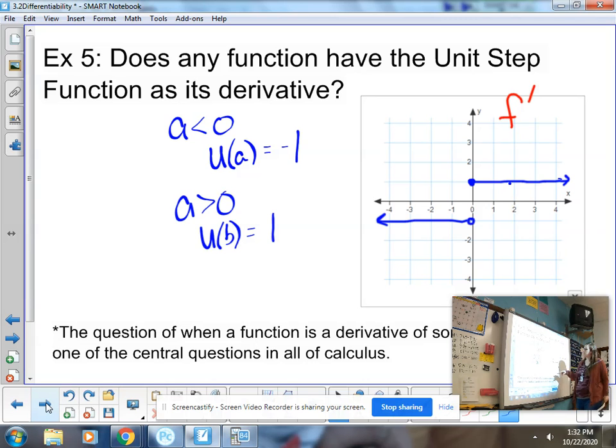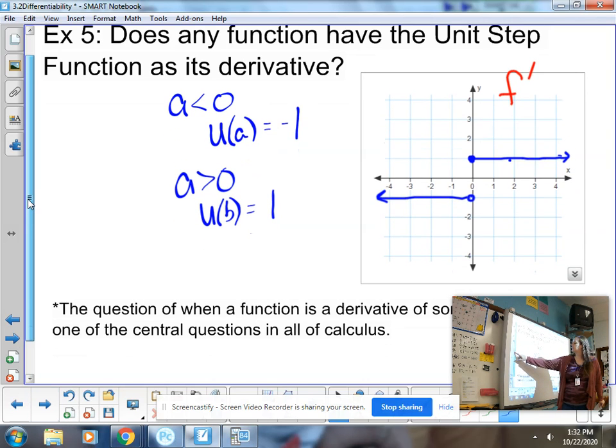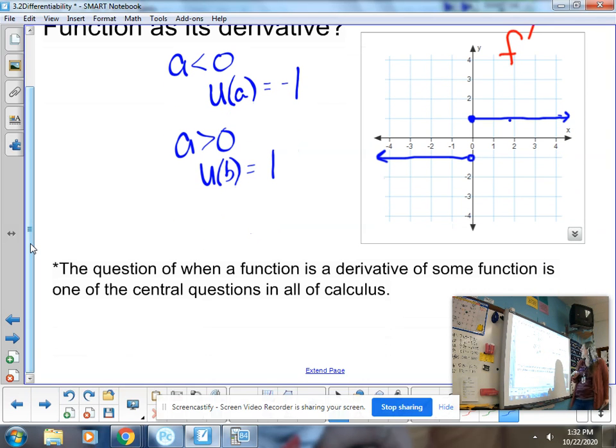And then a very important statement down here. The question of when a function is a derivative of some function is one of the central questions in all calculus. So this is one of the big ideas. This is one of the main reasons why calculus exists.